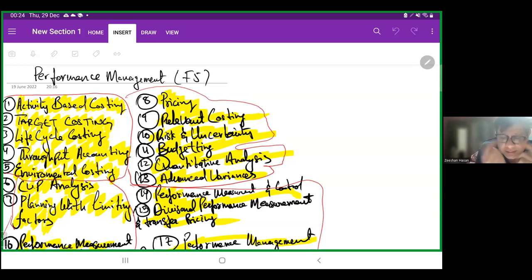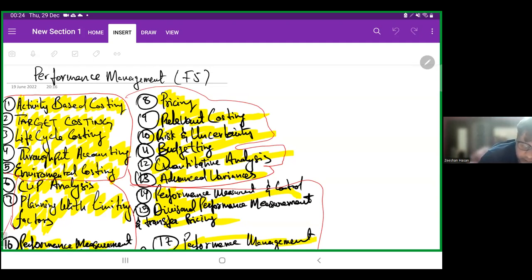It is the same as what we learned in F2 management accounting. Then we have a new area, risk and uncertainty. What is risk? How can it be minimized? What are the uncertainty scenarios and what are the techniques to minimize them? We will learn this.